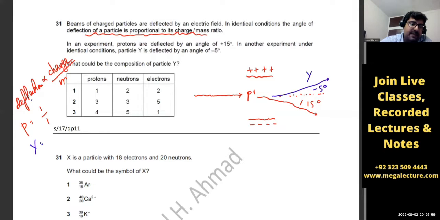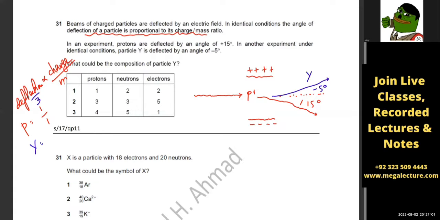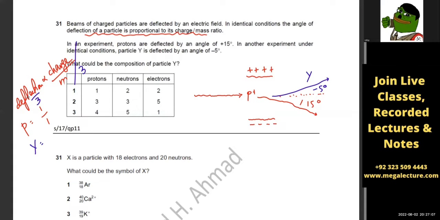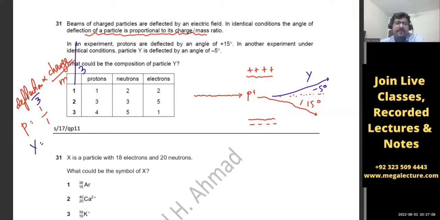So the deflection is 3 times less, which means the charge to mass ratio would also be 3 times less. Understand this: in comparison with the proton, the deflection is 3 times less, so the charge to mass ratio would also be 3 times less. So the charge to mass ratio of y would come out to be 1/3. It's not going to be 1/1, it's going to come out to be 1/3. Does that make sense?